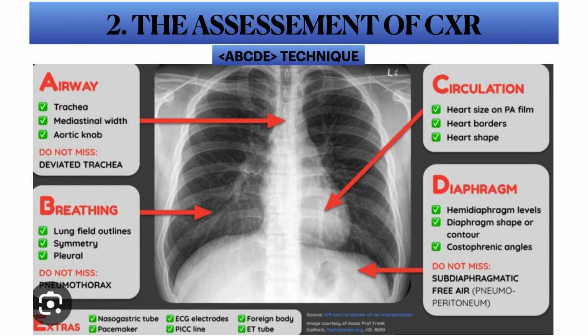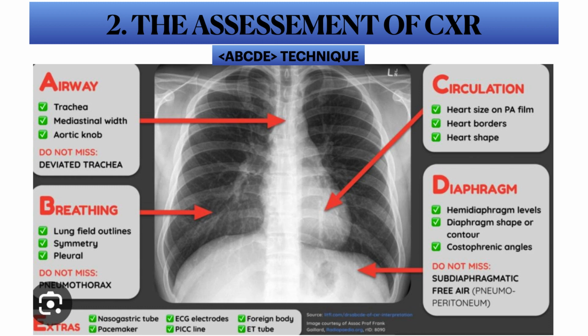So for the assessment of chest x-ray, we use ABCDE technique, starting with A, which refers to the airway, where we should check if the trachea is visible, if it is central or deviated from the midline to one side. Then we can check the hilar regions, if there are any abnormal vessels or if any enlarged lymph nodes are present.